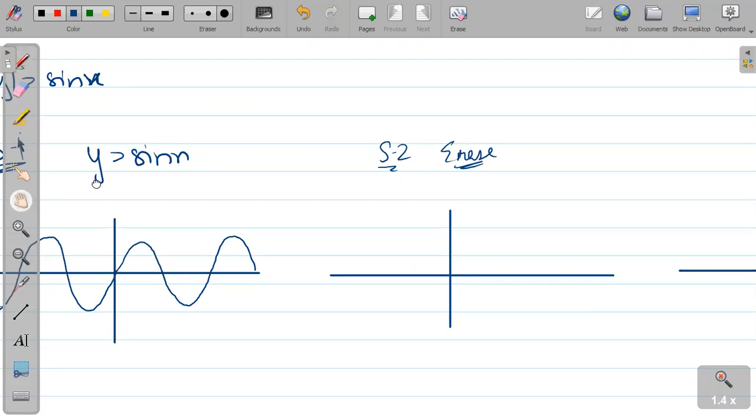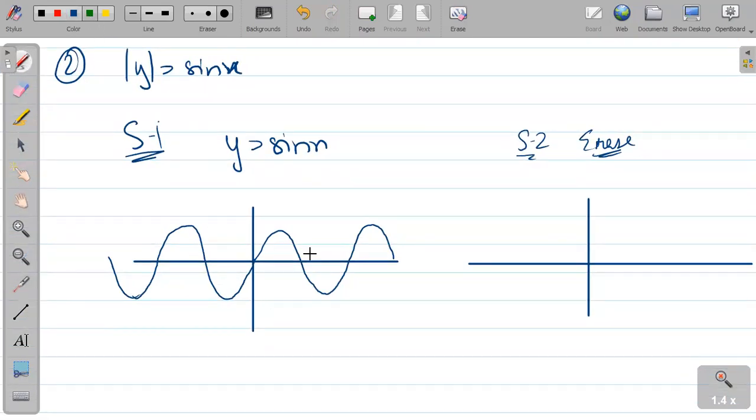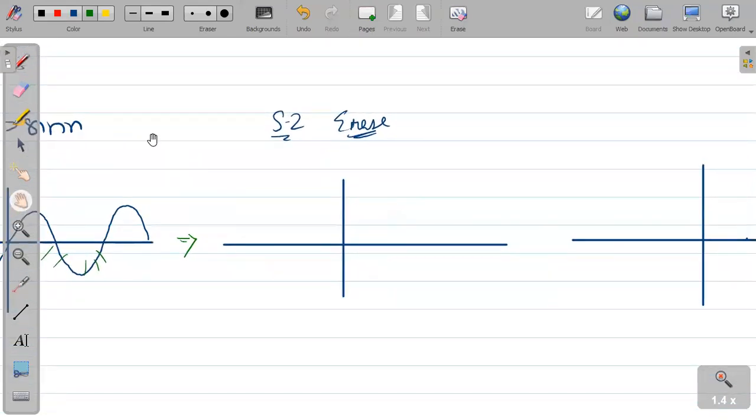After erasing the negative y, what is negative y part? This is negative y part. If you see here, this is negative y part. This is negative y part. You have to erase this part. So after erasing, what you will get? Better tell me. After erasing, you are getting this part only. Is it correct or not correct? This is the part we are getting after erasing.